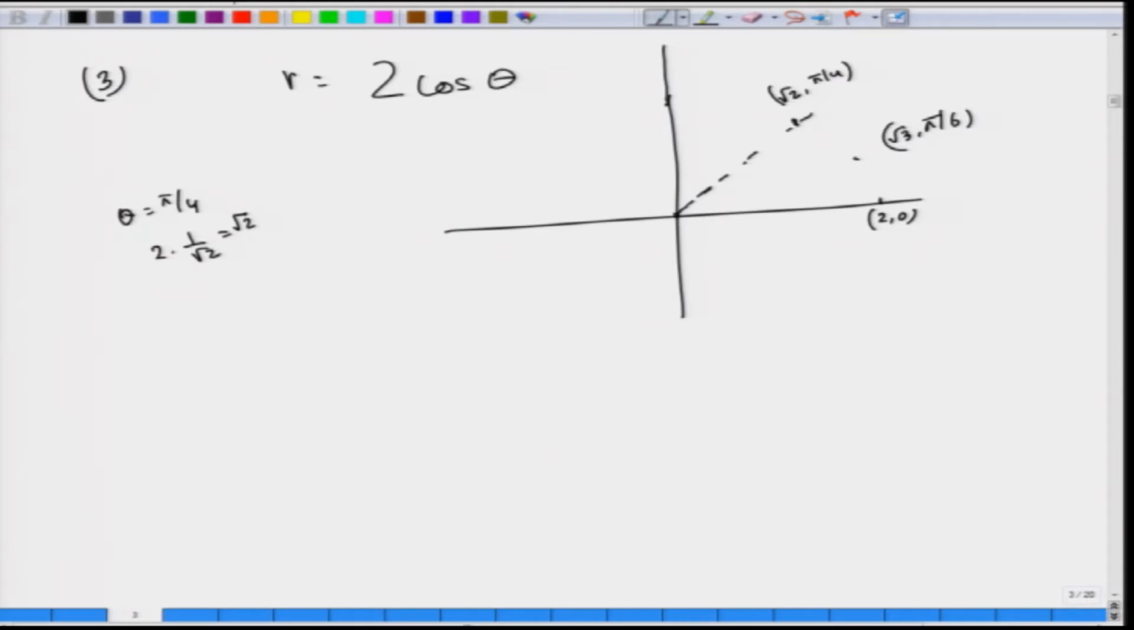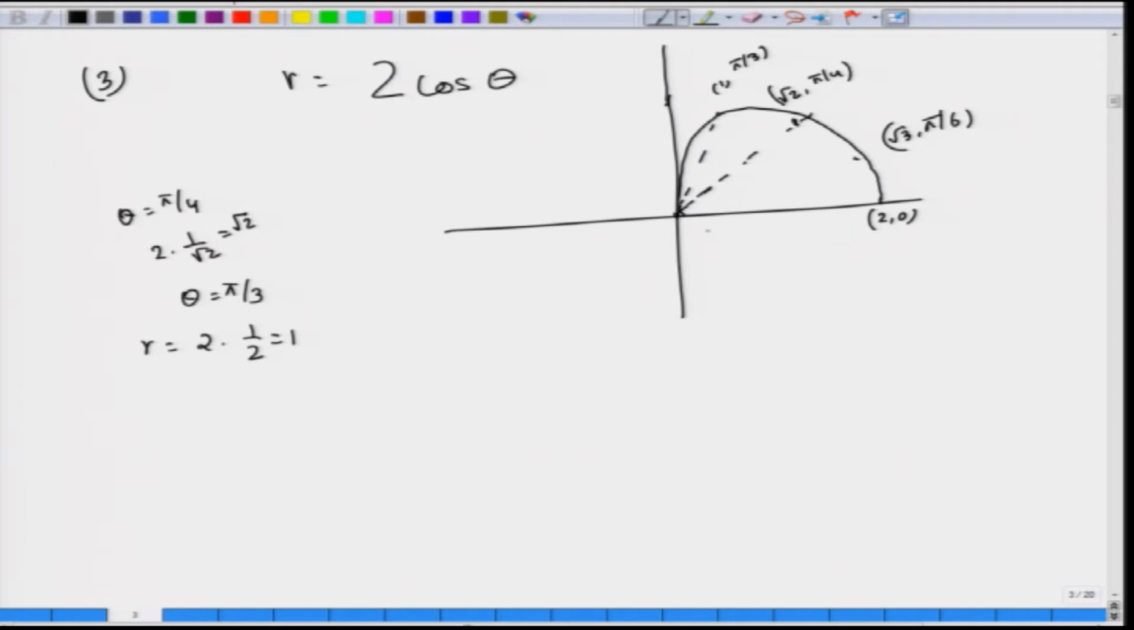So, similarly, if theta is equal to pi by 3, then r is equal to 2 into half, which is equal to 1. So, pi by 3 is 60 degrees. So, this is going to be 1 and pi by 3. So, basically what we are going to get is that now we can see that this increases, now this decreases and comes up to 0.